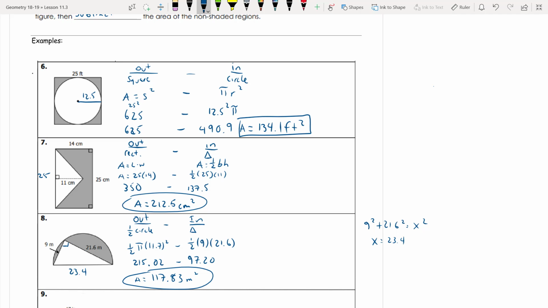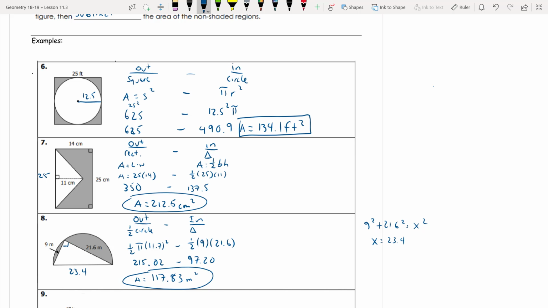Okay, welcome back in. So as you can see, my outer part was 1/2 of a circle. That tells me that this angle is going to be a 90-degree angle. So I had to use the Pythagorean theorem to find the hypotenuse of that triangle, which happens to be the diameter. So when I did that, I found that my diameter was 23.4. To find the area of my circle, I had to cut that in half, and found 1/2 times pi times 11.7 squared. And then I found the area of my triangle on the inside and subtracted them.